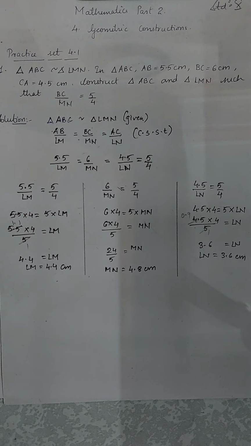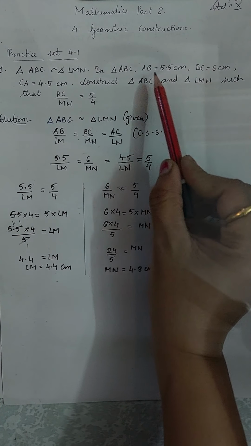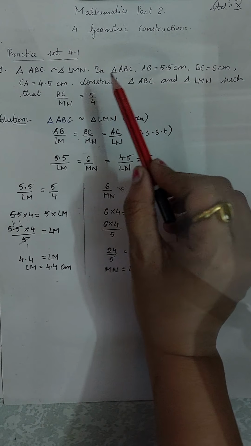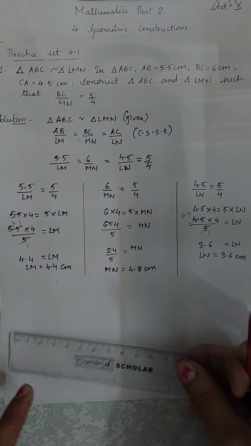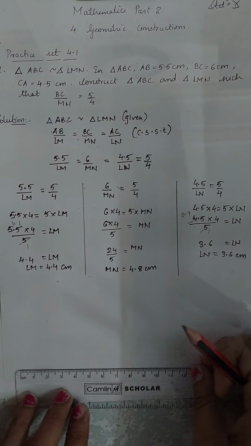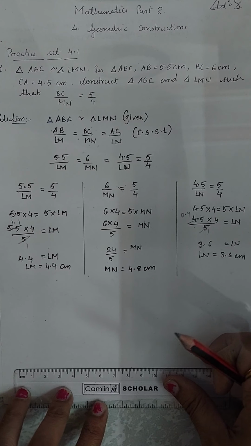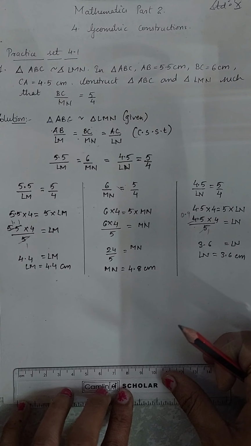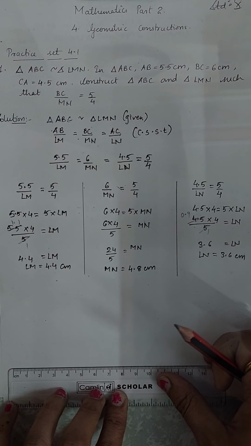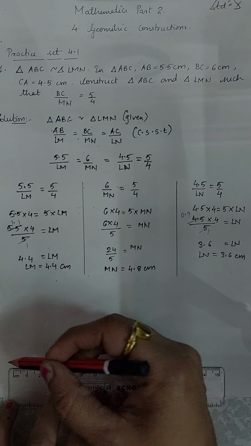Now we are supposed to draw the triangles here. So how are we going to do that? We have got the sides of ABC, and we have got the sides of LMN also. So firstly we'll draw triangle ABC. AB is 5.5, BC is 6, and CA is 4.5. I'll take any one side. Suppose I take AB as 5.5.